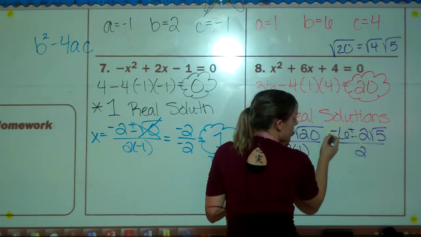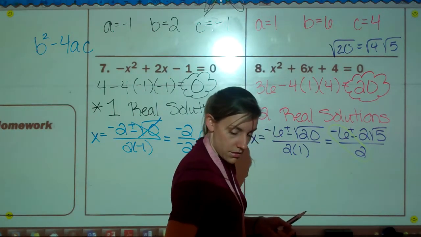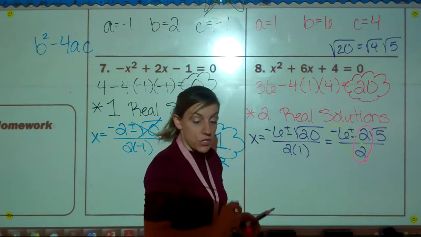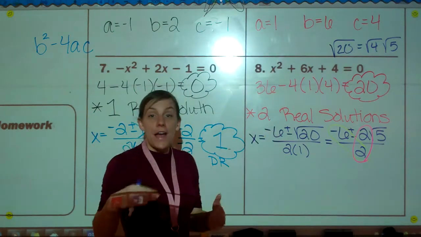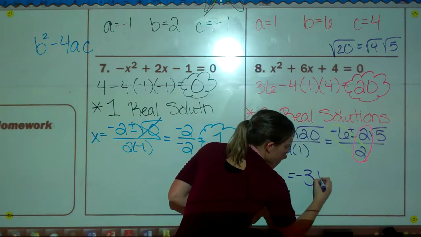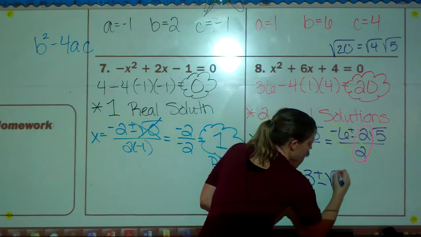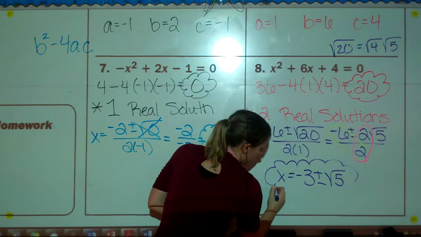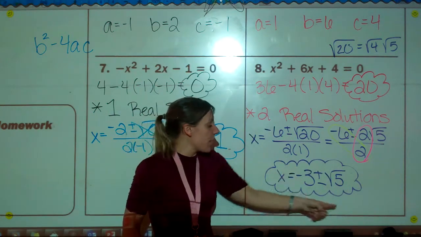So this will divide by 2, and this will divide by 2. So you go ahead and you divide each term by that denominator 2, and that's as simple as it will go. So negative 6 divided by 2 is negative 3, plus or minus 2 divided by 2 is 1, so you don't need to write it, you just write the root 5. And that is what x equals. You get 2 answers because one's plus root 5, the other's minus.